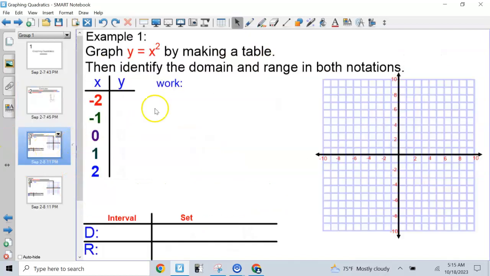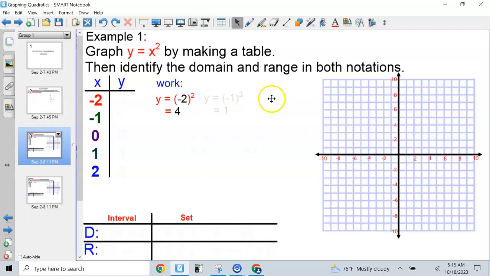Here's the first example. Graph y equals x squared by making a table, then identify the domain and range in both notations. So we have 5 x values to plug in here. By plugging in the first one, -2 for x, I need parentheses, so there's an exponent next to it. We do -2 all squared. A negative times a negative is positive. I get positive 4.